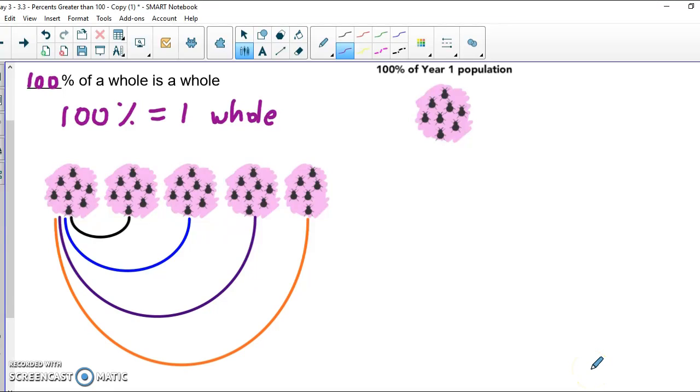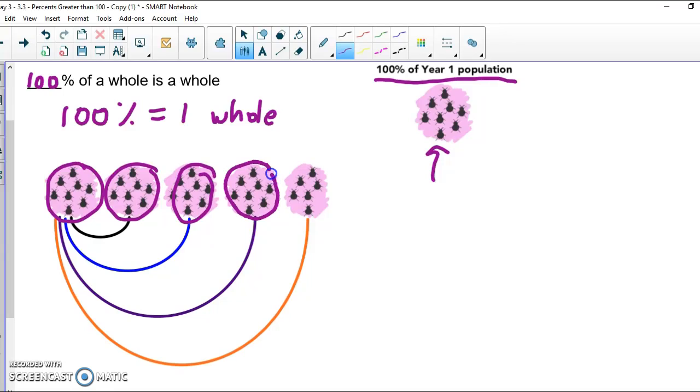So let's look at an example of how this works. So if I have 100% of the year one population of ants, so here I have a group of 8 ants. That is 100%. That's the whole. So I have 100% here, or one whole. I have that once, twice, 3 wholes, and 4 wholes. So if 100% is one whole, then 4 wholes would be 400%.